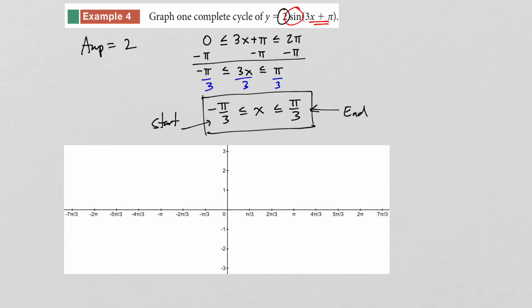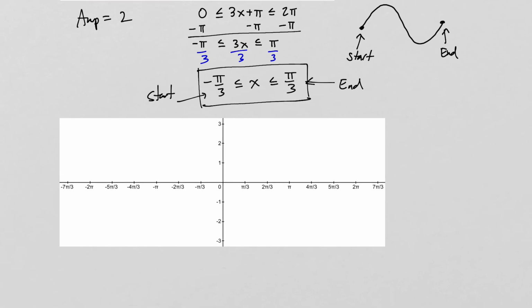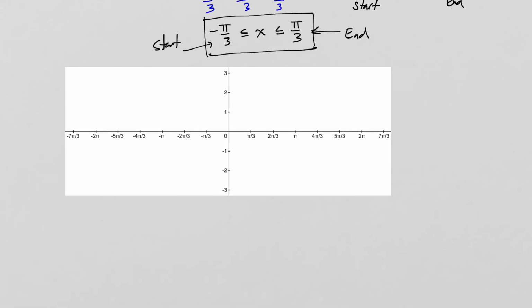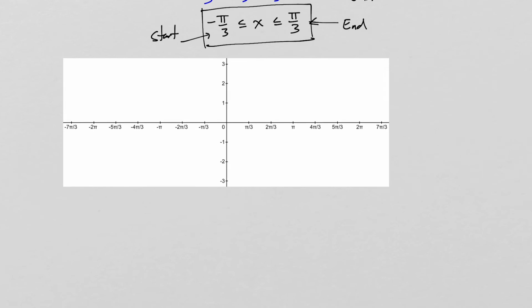And remember, your basic sine graph goes up, down, and up again, right? So when I say start and end, I'm talking about this is the start, and this is the end. So now we just need to put all that on our graph. Keep in mind the amplitude is 2. So the sine graph is going to start at negative pi over 3, which will be on the x-axis. It's going to end at positive pi over 3. That's also on the x-axis.